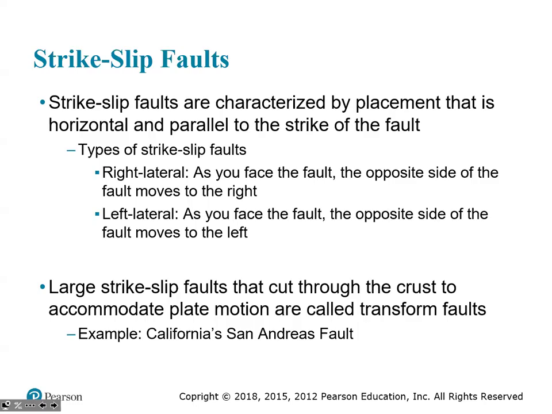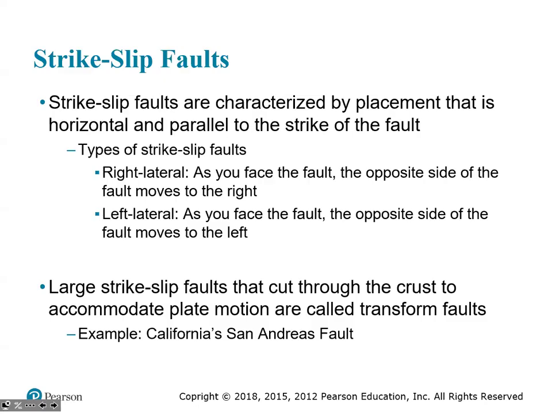Right lateral, if you're looking at the opposite side of the fault, the opposite side moves to the right. That's a right lateral fault. And the left lateral, if you're looking, the opposite side moves to the left. That's all the difference. And it'll be the same on both sides of the fault. So if there was a right lateral fault between us and it slipped, I would move this way. If it was left lateral, I would move this way from your point of view.